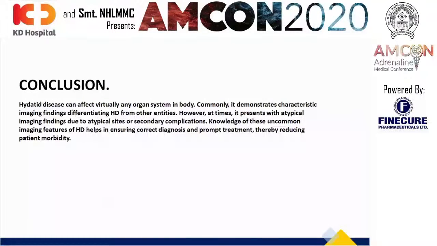Hydatid disease can affect virtually any organ system in the body. Commonly, it demonstrates characteristic imaging findings differentiating hydatid disease from other entities. However, at times it presents with atypical imaging findings due to atypical sites or secondary complications. Knowledge of these uncommon imaging features ensures correct diagnosis and prompt treatment, thereby reducing patient morbidity.